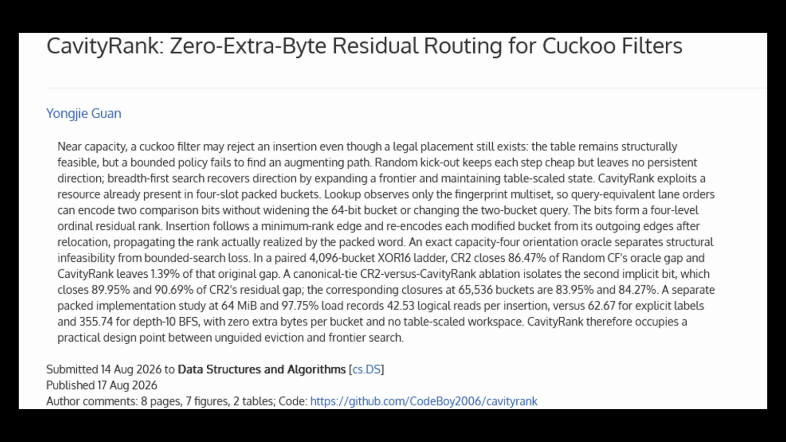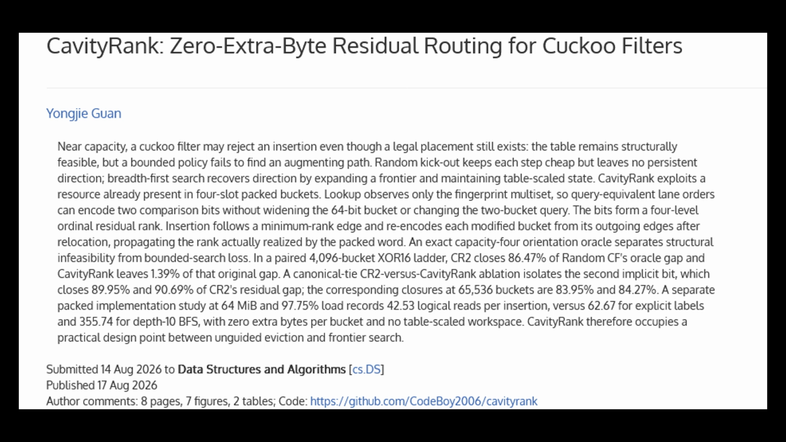At the opposite end, breadth-first search methodically explores all possible relocation paths by maintaining a growing frontier of buckets to examine. This approach finds successful paths more reliably but requires significant memory, storing parent pointers and visited states proportional to the entire table size. It's powerful but expensive. The missing design point is a middle ground: a guided single path that retains some directional information without expanding the bucket representation or adding auxiliary data structures.